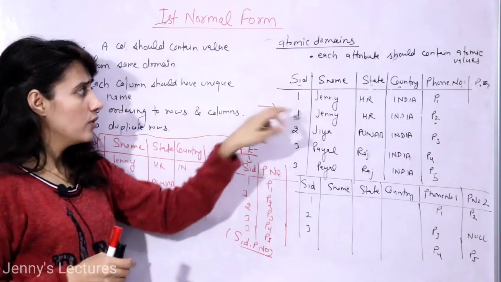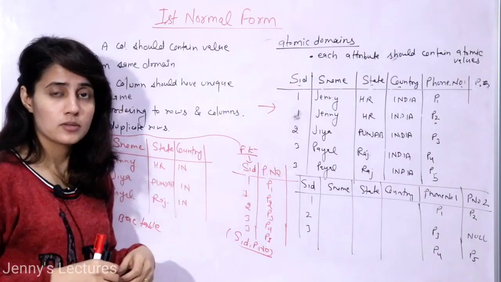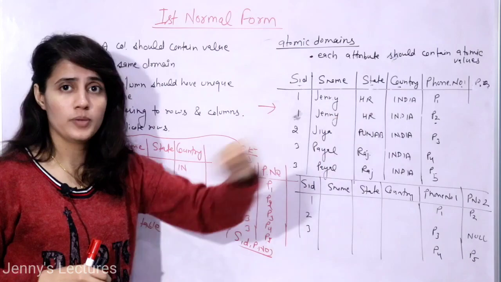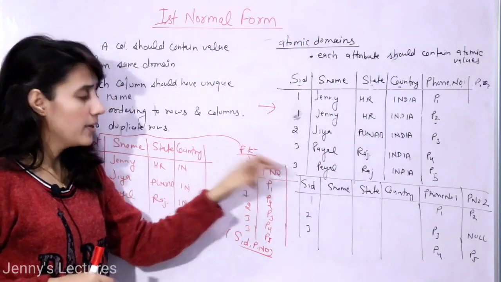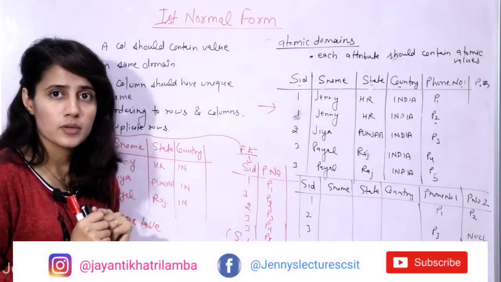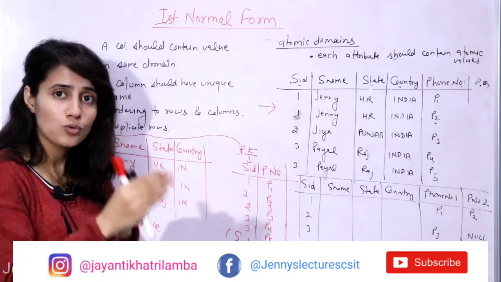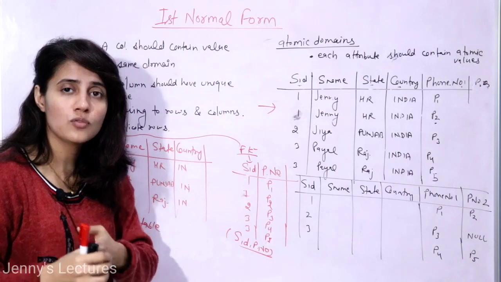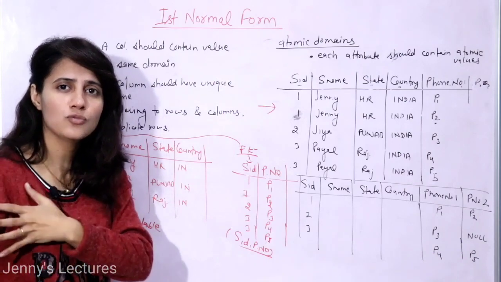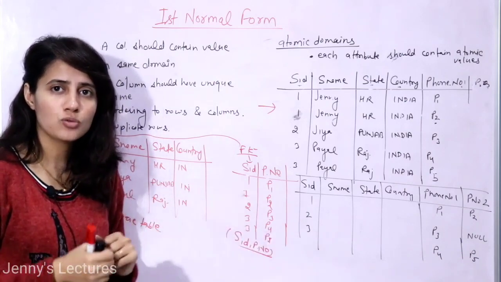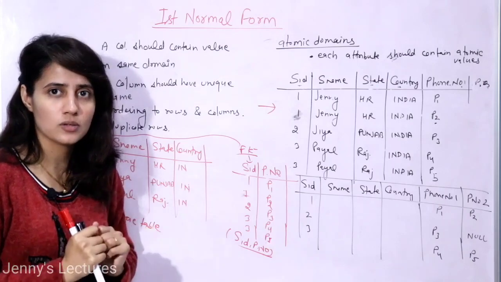Suppose one student has 10 phone numbers. So you have to make 10 columns, definitely, right? And the remaining students have only 1 or 2 phone numbers. So for the remaining students, for those phone number columns you will have to fill what? Null, null, null. Many nulls would be there in your table. So that is also a problematic situation, right?